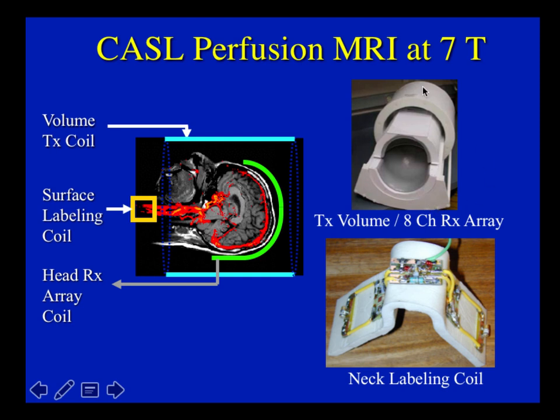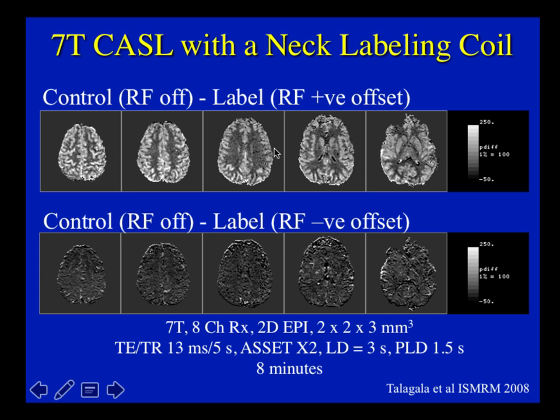This technique can be done at the 7 Tesla as well. All the data that I showed earlier were all acquired at 3T. We have made a surface neck labeling coil for the 7T, and we also used an 8-channel array coil. Here's some data from the 7 Tesla. On the top we see some different images showing very good contrast between the gray and white matter signal. This is about 2 millimeter in-plane resolution, but it took about 8 minutes.